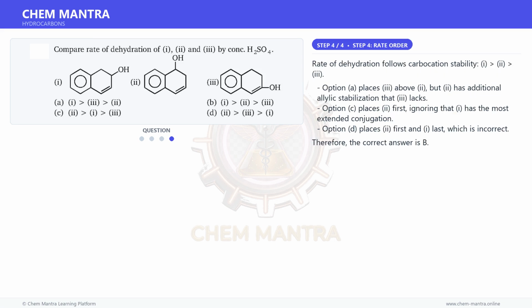And for the final step. Rate of dehydration follows carbocation stability: 1, 2, 3. Option A places 3 above 2, but 2 has additional allylic stabilization that 3 lacks. Option C places 2 first, ignoring that 1 has the most extended conjugation. Option D places 2 first and 1 last, which is incorrect.